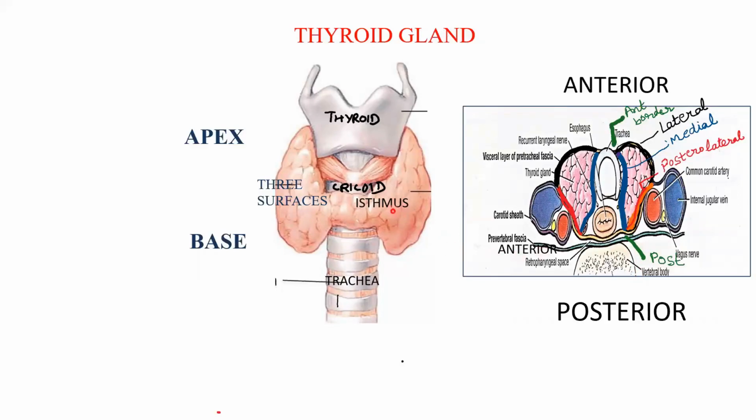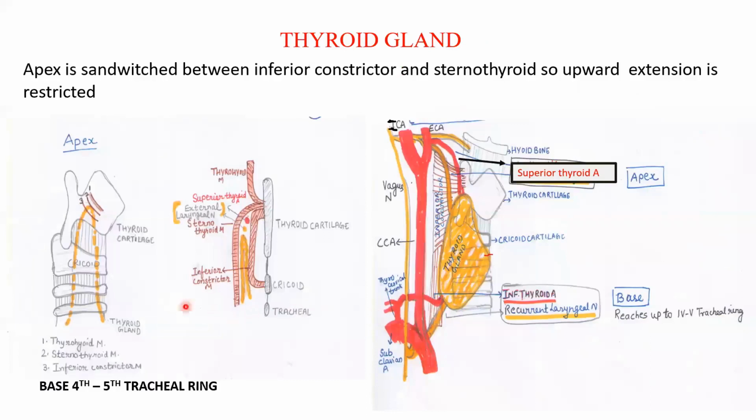While the isthmus of the gland will have an anterior surface related to skin and underlying structures, and a posterior surface related to the tracheal rings. Isthmus will have an upper border and a lower border. In the next diagram, we will study the relations of the surfaces and the borders, apex and base of the gland. First, the apex of the gland.